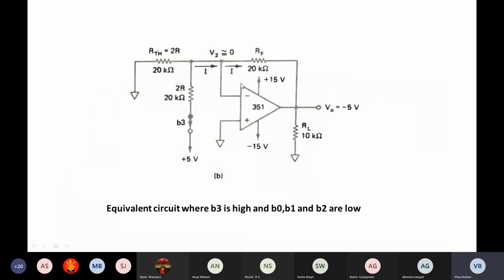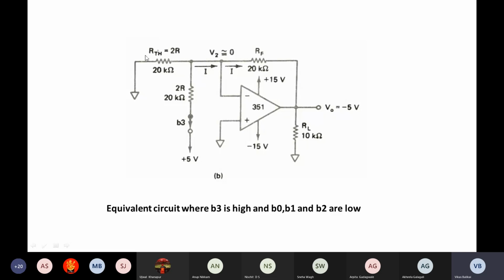So my equivalent circuit will be reduced to this. This is my equivalent circuit. Now I'm going to use the concept of what we have done previously. Since V1 is at ground over here, V2 will also be equal to ground. Therefore the current through RTH, that is the current through 2R over here, is also zero.